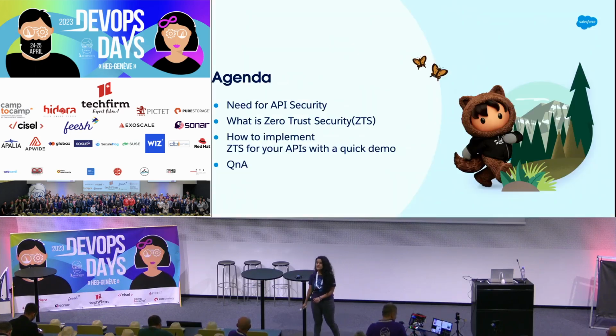So we are mainly going to see what the need for security is, what Zero Trust security is, and how we implement it. Zero Trust security applies to different domains, different enterprise architectures, and different models. But we're mainly going to see why we need it for APIs and how we implement Zero Trust security for APIs. We're also going to have a quick demo wherein we can see how we apply security policies, a live demo.